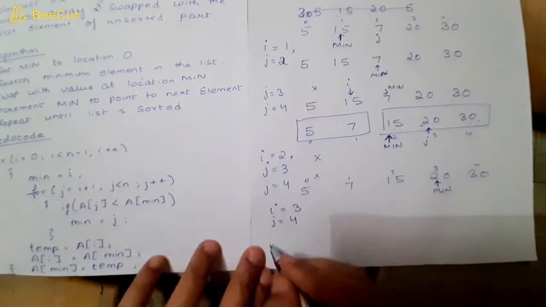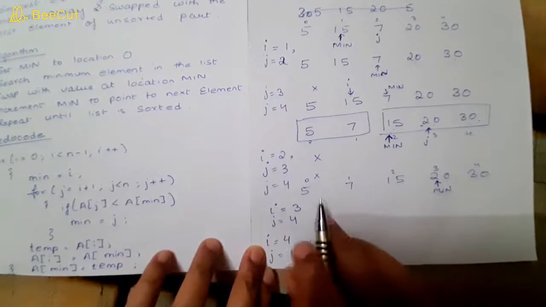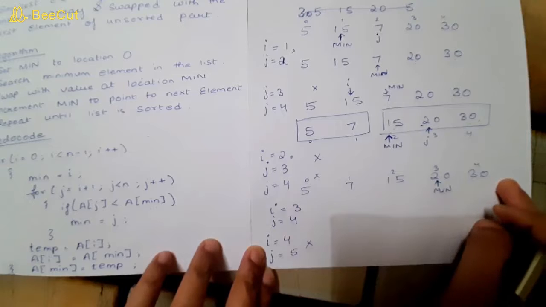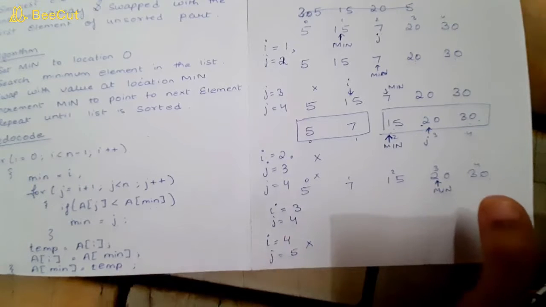Similarly, it will run for I equals to 4 also. For I equals to 4, J equals to 5. Now J equals to 5, we are not having anything, so nothing is going to happen. So finally, these are the elements which we got, and these are the sorted elements, as you can see.